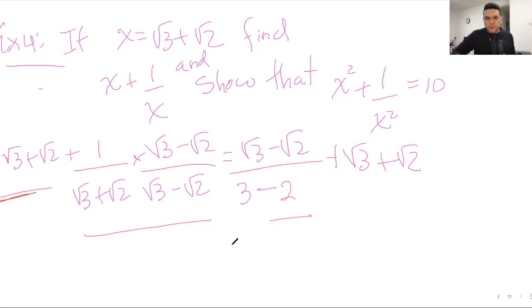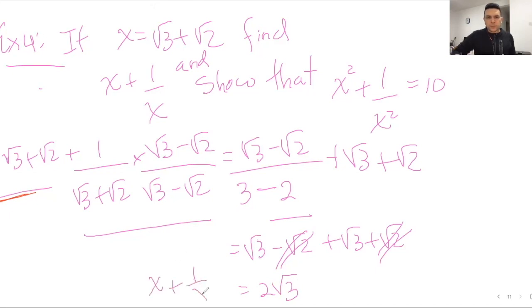So this simplifies to the square root of 3 minus the square root of 2 plus square root of 3 plus the square root of 2. Now these two will cancel each other out, and I'm left with 2 times square root of 3. Let me draw that better. All right. So this is the same as this. All right.